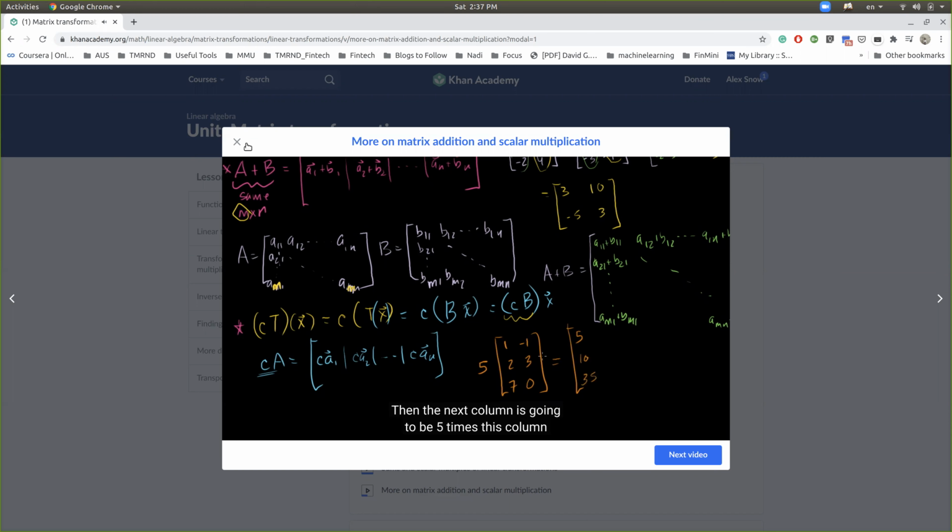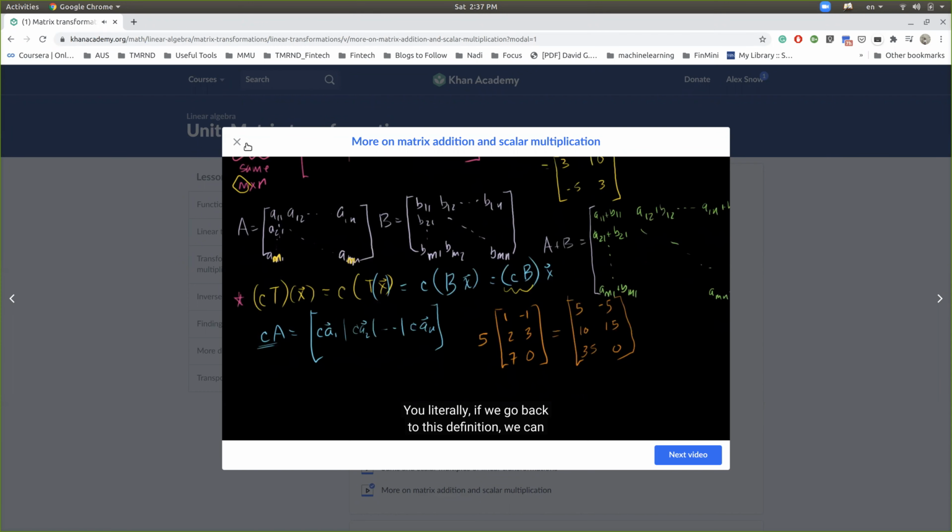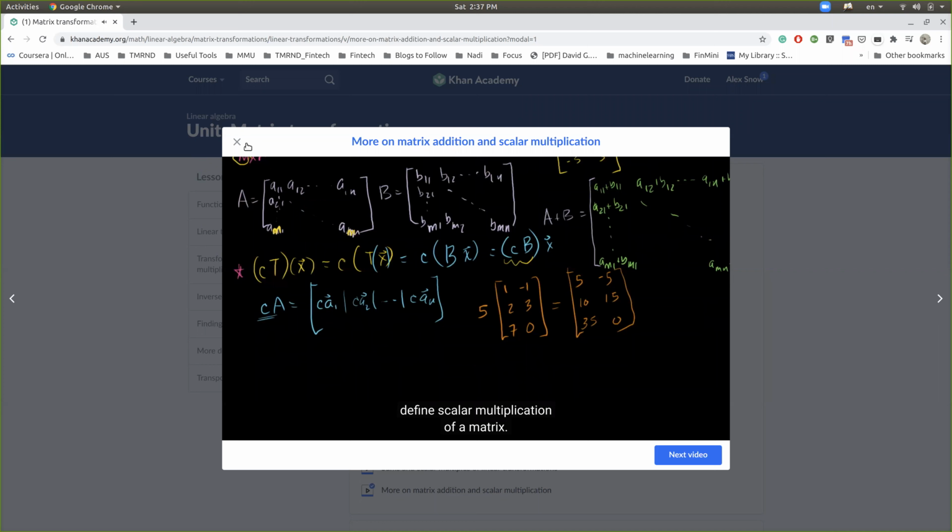Then the next column is going to be 5 times this column right here, which is just 5 times each of its entries. So 5 times minus 1 is minus 5. 5 times 3 is 15. 5 times 0 is 0. It's that simple. If we go back to this definition, we can define scalar multiplication of a matrix. We could also define CA as the scalar C times each of the entries of A.